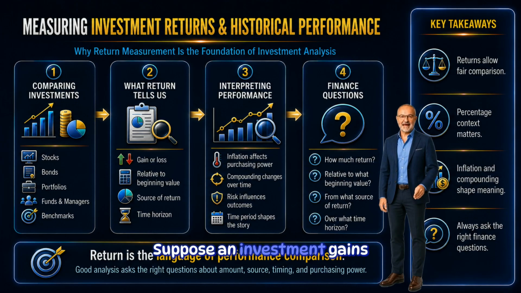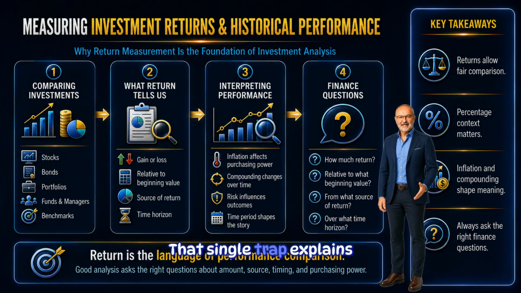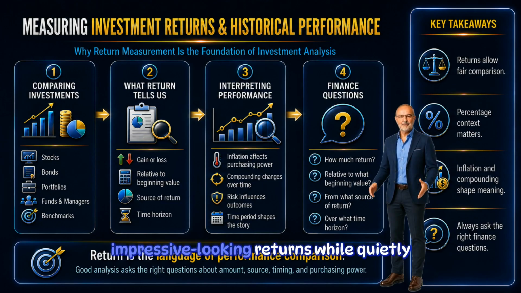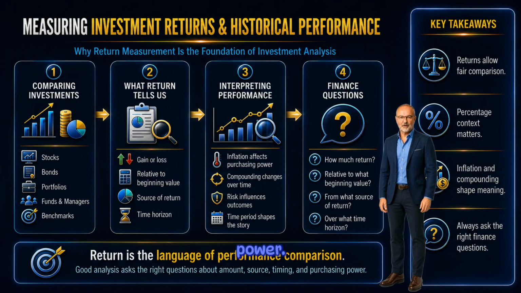Suppose an investment gains 50% one year and loses 50% the next. Its average return appears to be zero, but $100 has fallen to just $75. That single trap explains why investors can celebrate impressive-looking returns while quietly losing wealth and purchasing power. In this lecture, we uncover what an investment truly earned and what the headline return may be hiding.